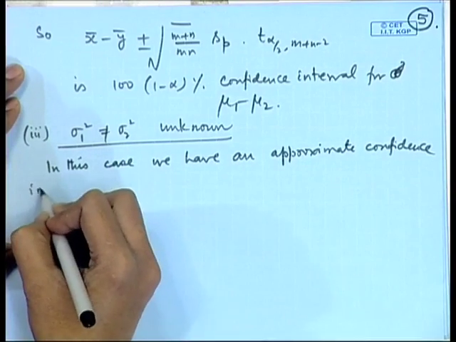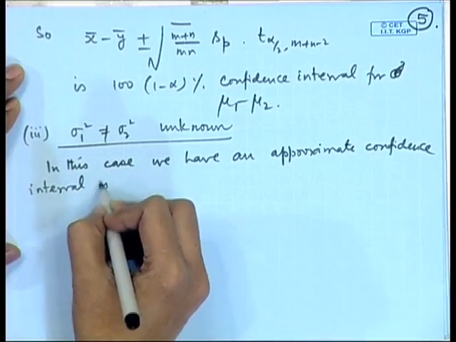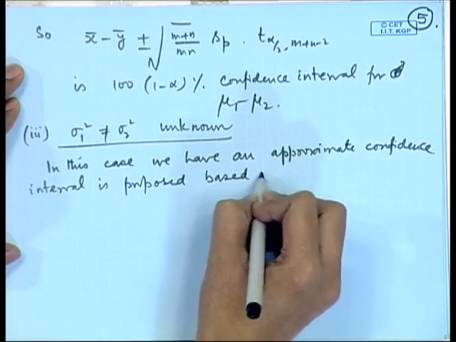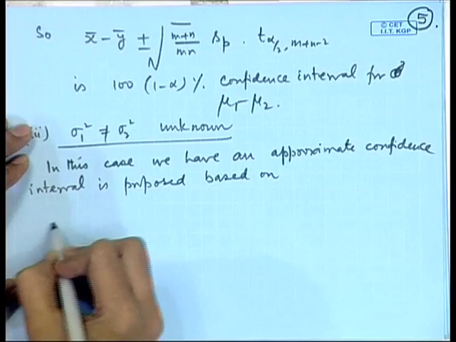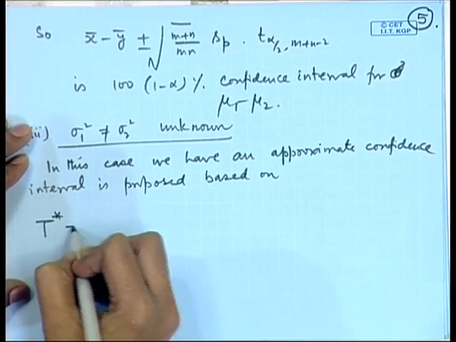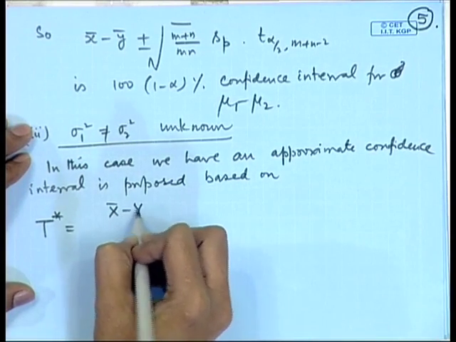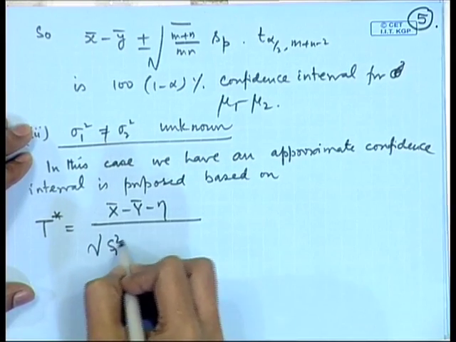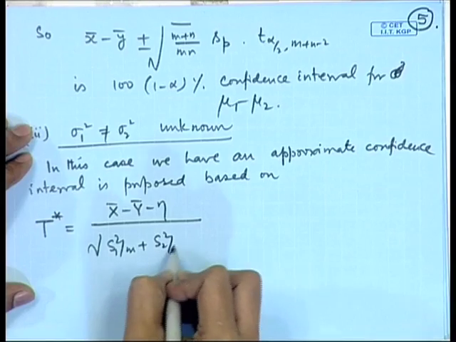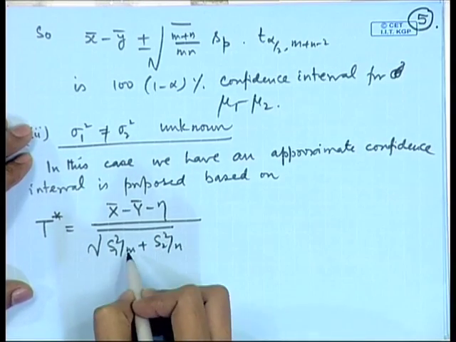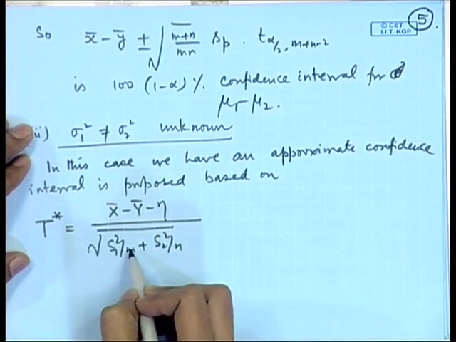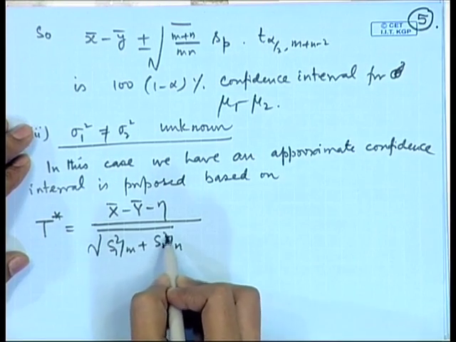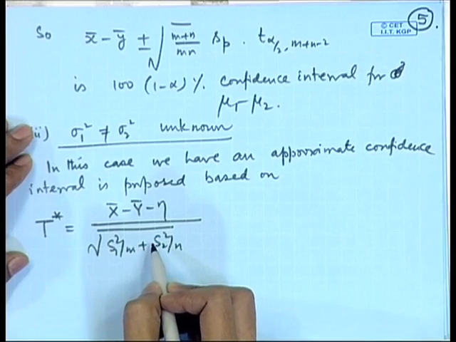confidence interval is proposed based on, let us call it T star, that is x bar minus y bar minus eta divided by square root S 1 square by m plus S 2 square by n. So, how this has come: in the first case where sigma 1 square by m plus sigma 2 square by n was there, we have simply replaced sigma 1 square and sigma 2 square by their unbiased estimates.